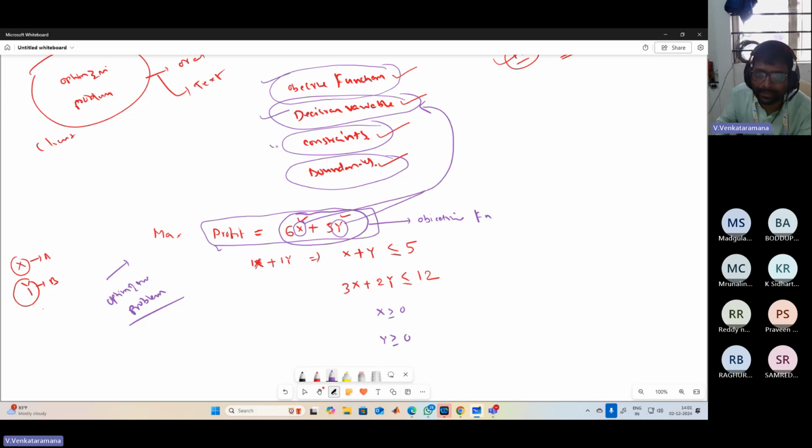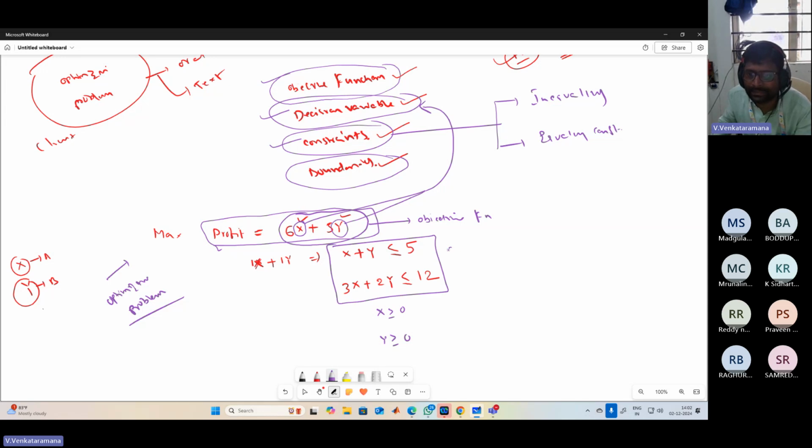Now coming to the constraints. Constraints are of two types: one is called the inequality constraint and the other is called the equality constraint. Now you can see the current mathematical modeling of this problem: x plus y less than or equal to 5, and 3x plus 2y less than or equal to 12. These are called the constraints, and especially you can call them inequality constraints.